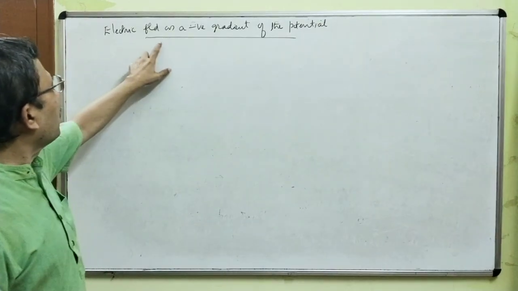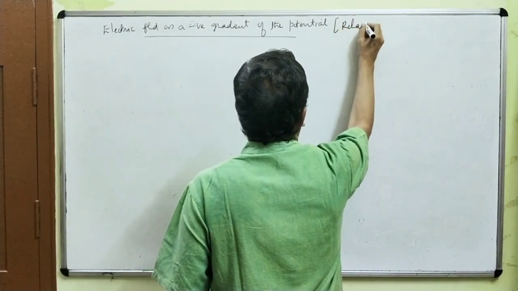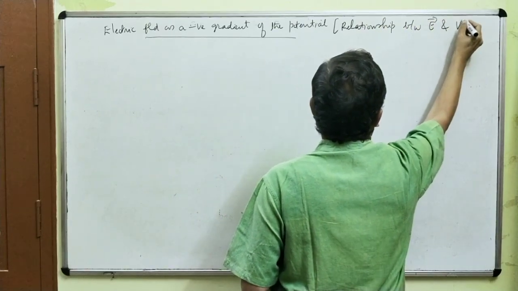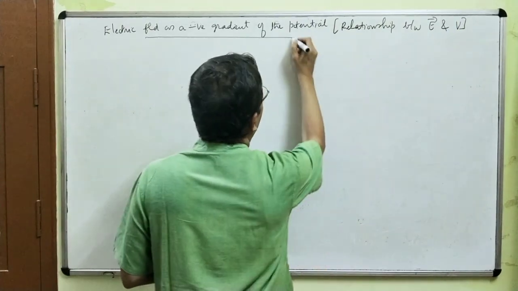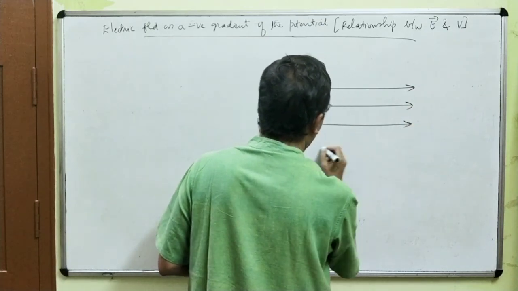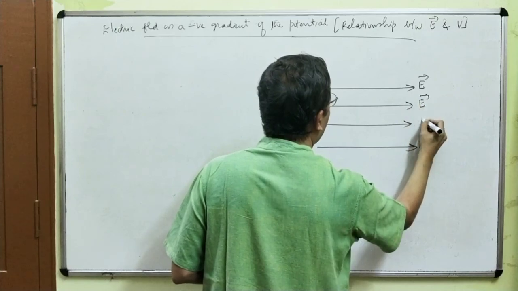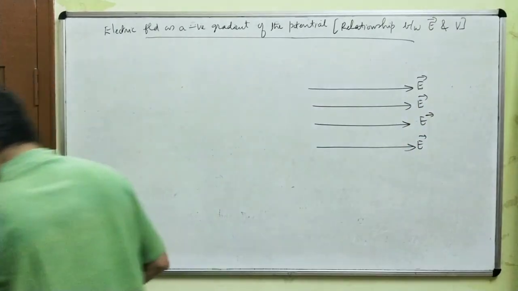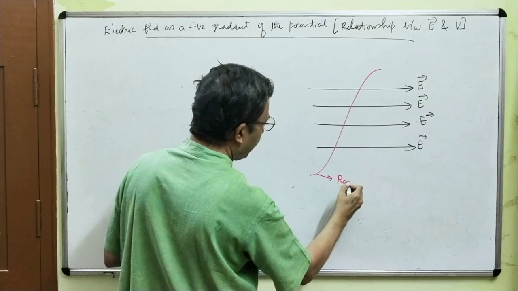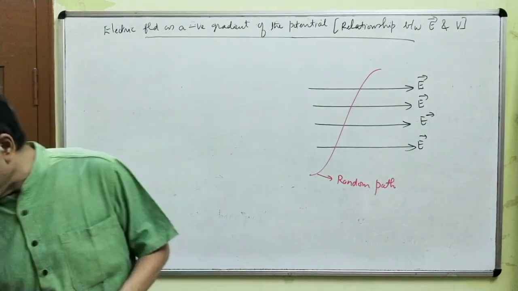Next topic, electric field is a negative gradient of the potential. That means we are developing today the relationship between vector E and V. So we will proceed in this manner. Let us take streamlines of electric field intensity. These parallel lines are called streamlines of electric field intensity. In the midst of these streamlines, we will take a random path. This is a random path taken in the midst of the streamlines of electric field intensity.